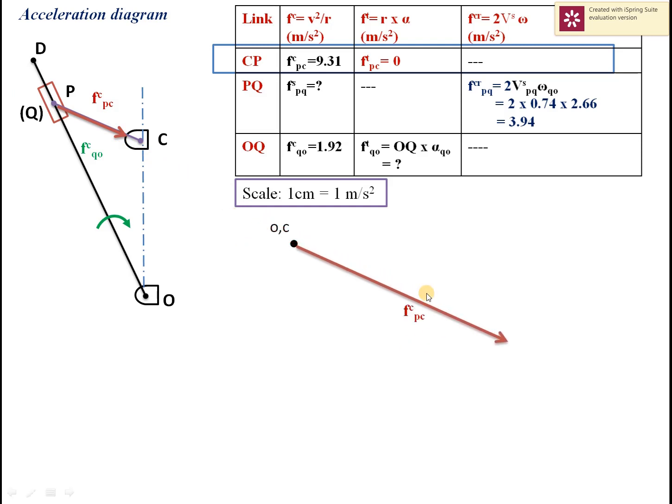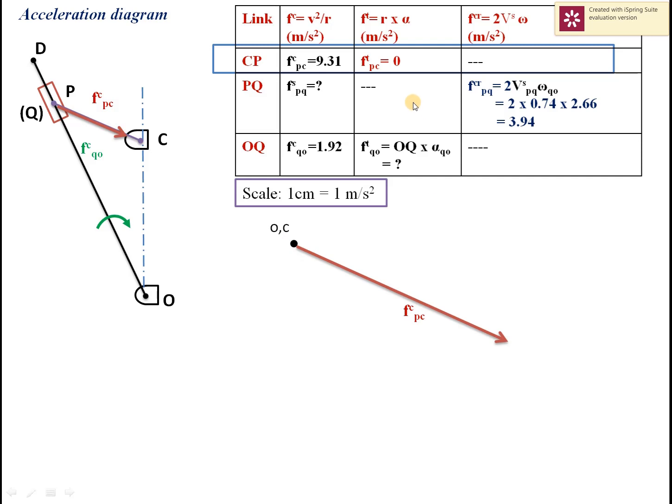So this is the vector representing FCPC, the radial acceleration of P relative to C, whose length is equal to 9.31 centimeters, whose direction is parallel to the radius of rotation PC, and the vector is directed from P towards C in this direction. So the direction is the same, and we know that C is the start point of the vector, which is known in the acceleration polygon. So we have placed the tail of the vector at point C.